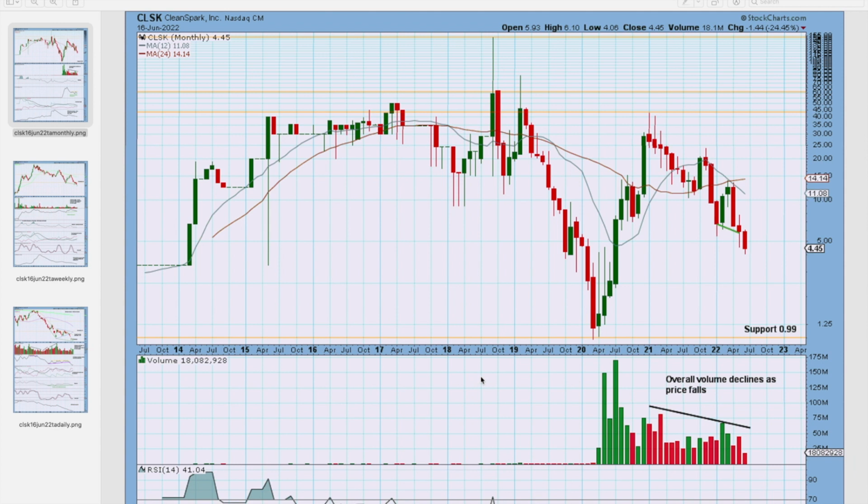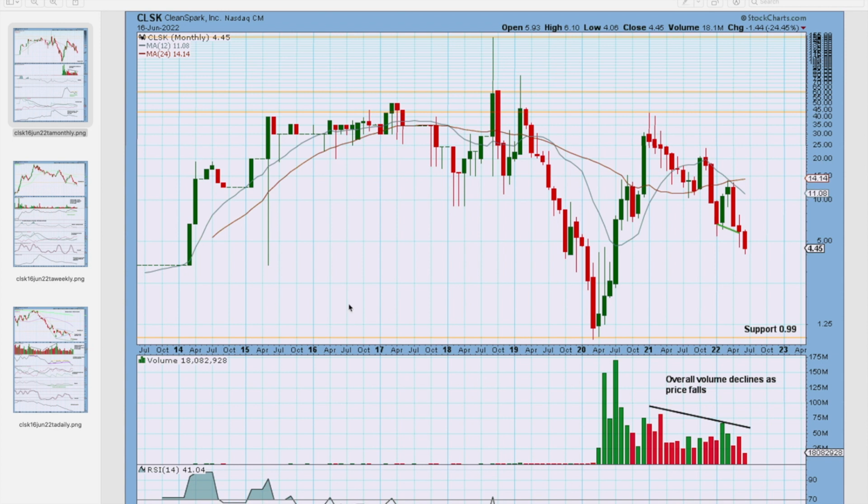I'm going to have a quick look at Cleanspark Inc. It's a Bitcoin miner listed on NASDAQ. I'm going to have a look at this today. I'm going to look at the whole price history. This was requested by one of my members at Pure Elliott Wave, someone who's signed up for my once a week Bitcoin analysis. They want to have a look at this.